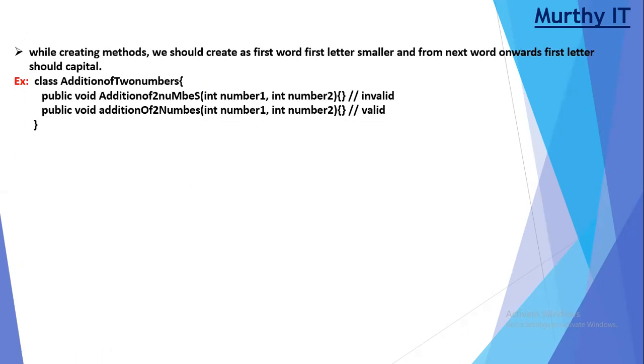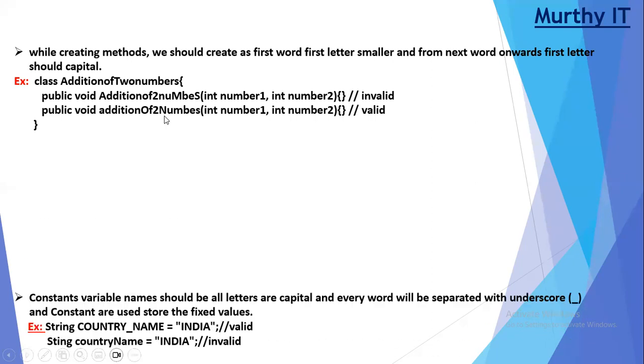While creating methods, we should follow the same rule as variables: the first word's first letter small, and from the next word onwards, the first letter capital. For example, addition of two numbers, if you create it like that, it is invalid. Here Addition is the first word, so we have taken capital, Of is the second word with O capital, Two Numbers, N is capital. Like that, we need to take it.